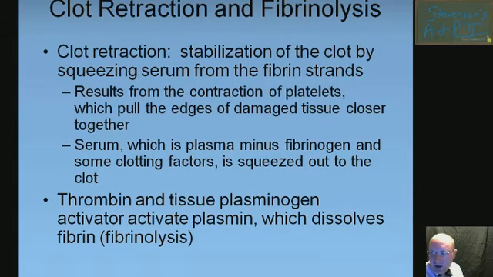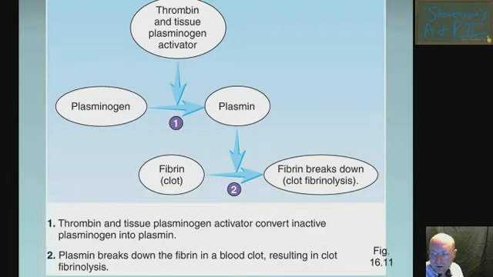Clot retraction and fibrinolysis. Okay, clot retraction is the stabilization of the clot by squeezing serum from the fibrin strands. Results from the contraction of platelets, which then pulls the edges of damaged tissue closer together, and then serum, which is plasma minus fibrinogen and some clotting factors, is squeezed out of the clot, followed by thrombin and tissue plasminogen activator activating plasmin, which dissolves fibrin. Plasminogen is activated by thrombin and tissue plasminogen activator to form plasmin. Okay, and then that plasmin activates fibrin, and then the fibrin breaks down the clot in fibrinolysis.